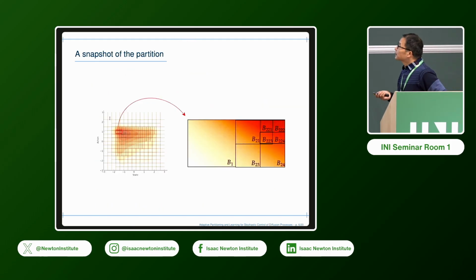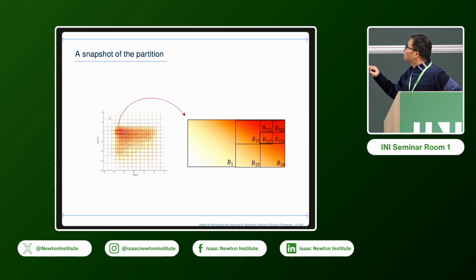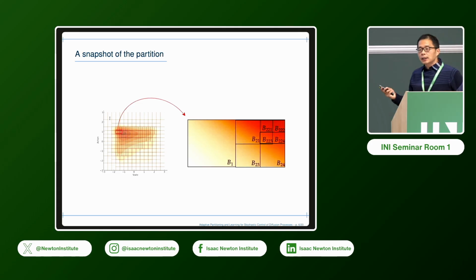So this is a typical snapshot of the adaptive partition. Here B1 and B2 are the starting partition. We partition the space into two, and as time goes on, we can see the color represents the frequency of visitation. The more frequently an area is visited, the finer our partition will be.